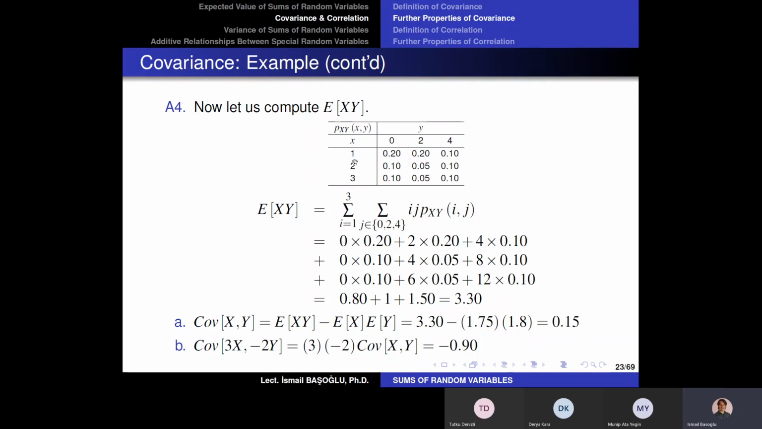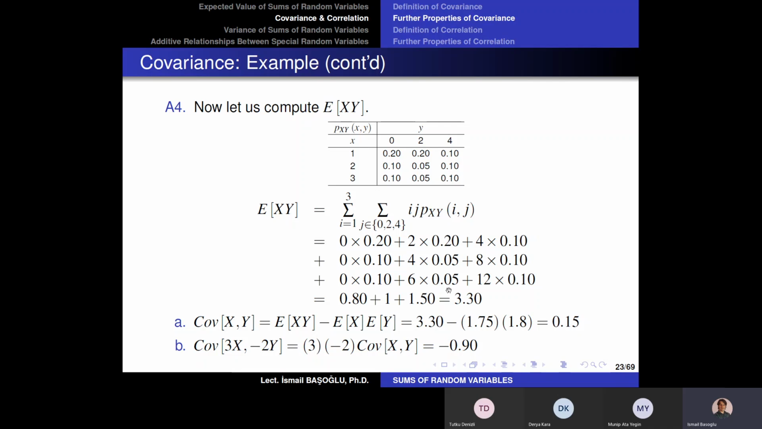2 times 2 times 0.05. It is 4 times 0.05. 2 times 4 times 0.10 is 8 times 0.10. 3 times 0 will be 0. 3 times 2 times 0.05 will be 6 times 0.05. And finally, 3 times 4 times 0.10.